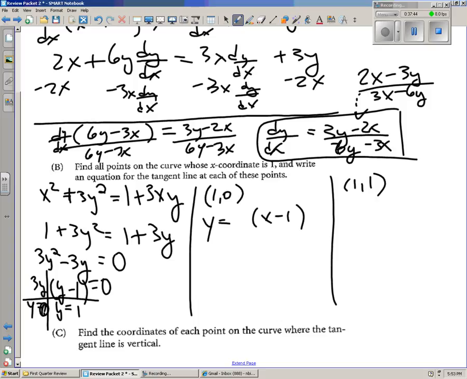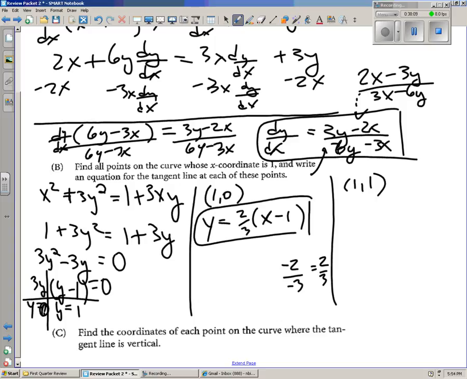So now we have to get the slope. I'm going to just come up here and talk through the slope. 3 times 0, because 0 is y, is 0, minus 2 times 1 is negative 2. So our slope is negative 2 over 6 times 0 is 0, minus 3 times 1 is negative 3. So our slope is 2/3. 2/3, done. There's 1.